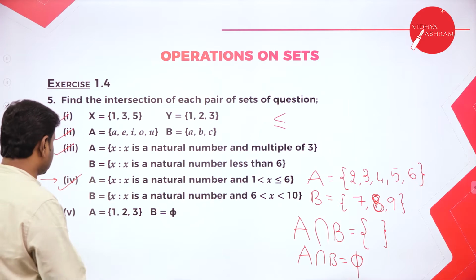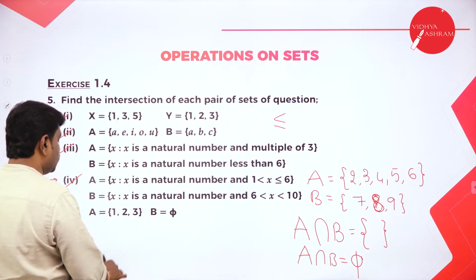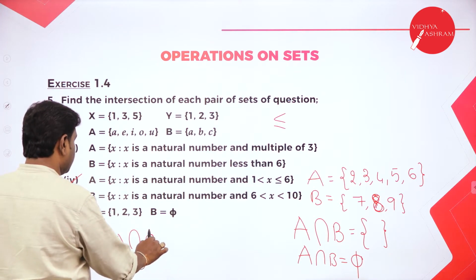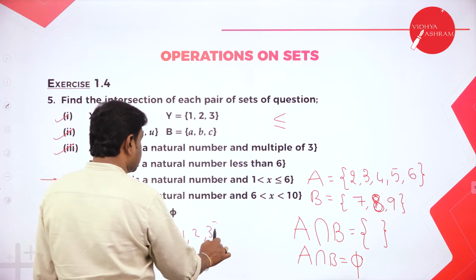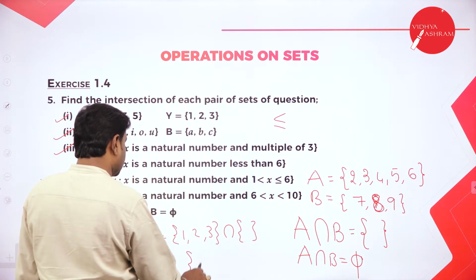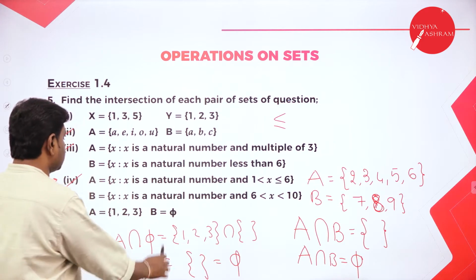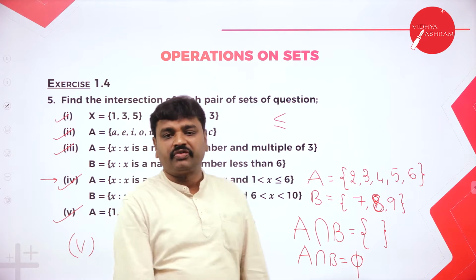Now last but important, the fifth one. A intersection B. A is 1, 2, 3. B is psi, the null set. 1, 2, 3 intersection null set. Null set is what? Set without any element. We'll get the null set. So the answer is the null set. We don't have common elements in both. So this is the null set. So I've done all the problems 1 to 5.